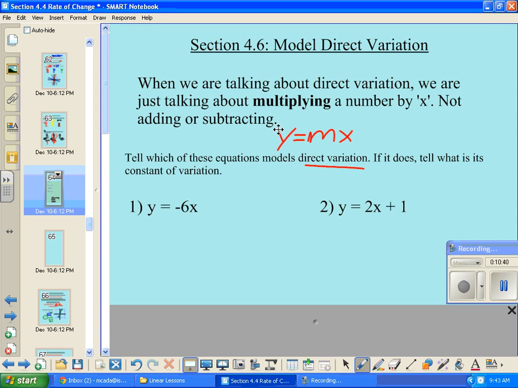So this first one, y equals negative 6x. Well, does this one look like y equals mx? Oh, yes, it does. It just has some number times x, and that's all it's got. B would be 0 for that equation, so I'd say yes, that's a proportional relationship.